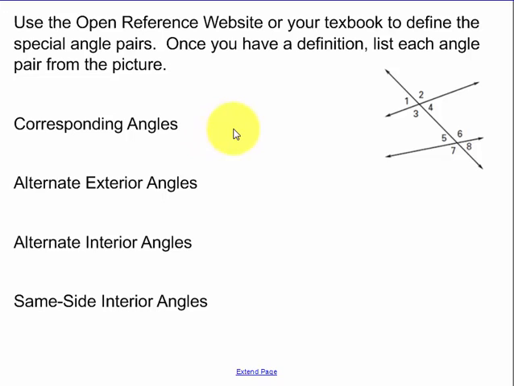You're going to have the definition for corresponding angles. And then you're going to look at this picture and you're going to say, okay, corresponding angles are angles 3 and 5. So you'd write angles 3 and 5 there. Now 3 and 5 are not corresponding angles, okay? But that's an example of what you would write. You'd name every special angle pair that's in this picture over here.